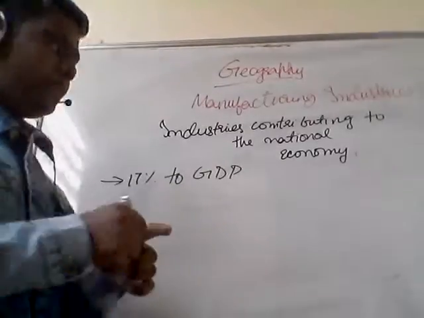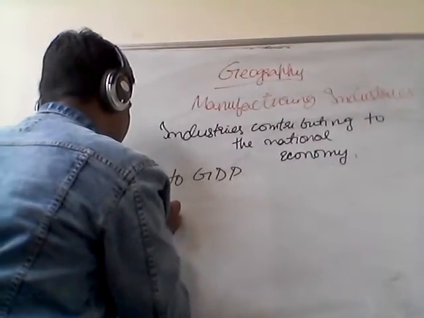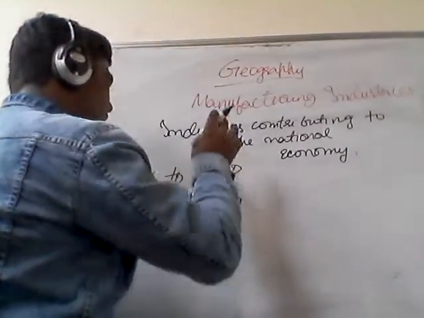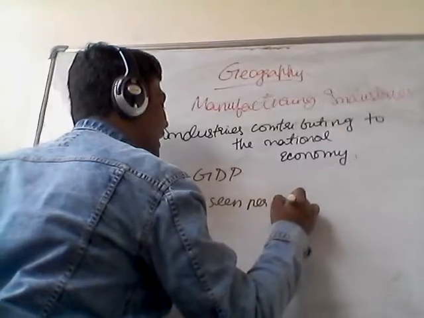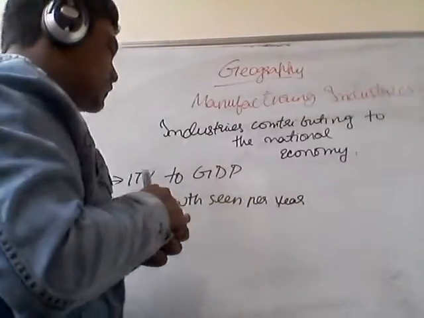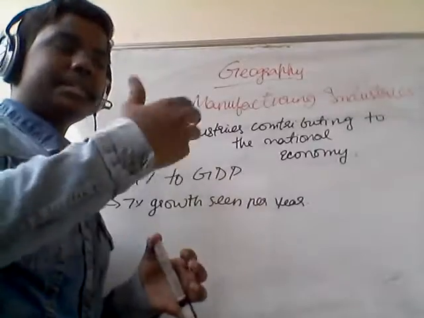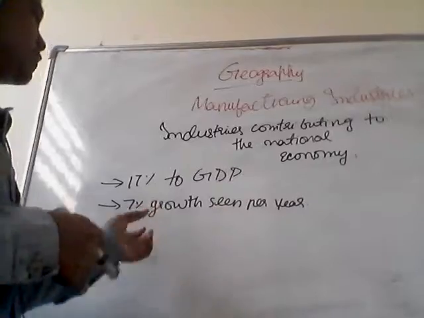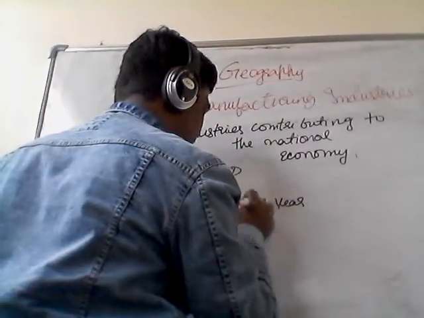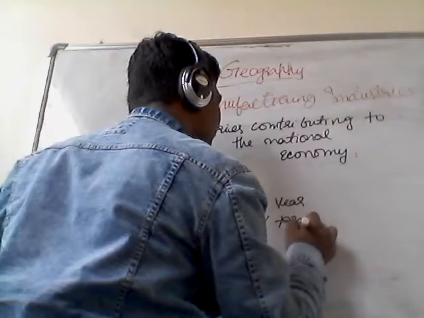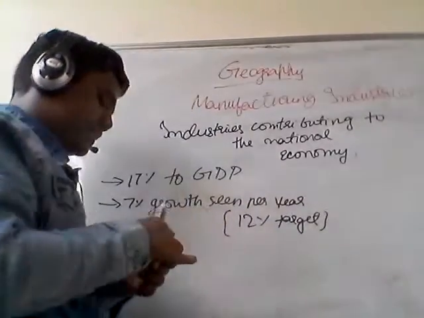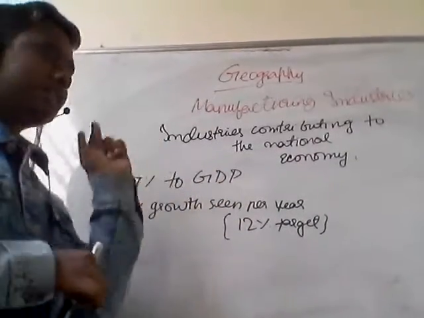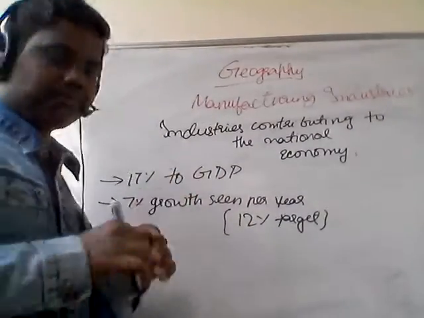Then next, there is 7% of growth seen in manufacturing industries per year, per annum. The target is to achieve 12%. This is just an extra note. Manufacturing industries in India want to achieve a growth of 12% per annum, but at present it is 7% per annum.